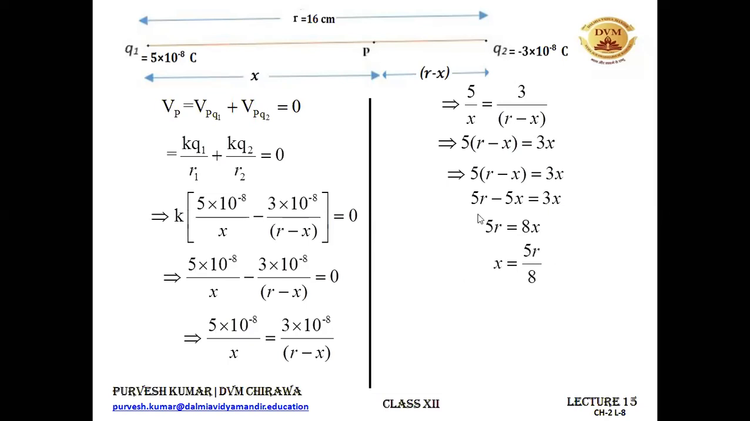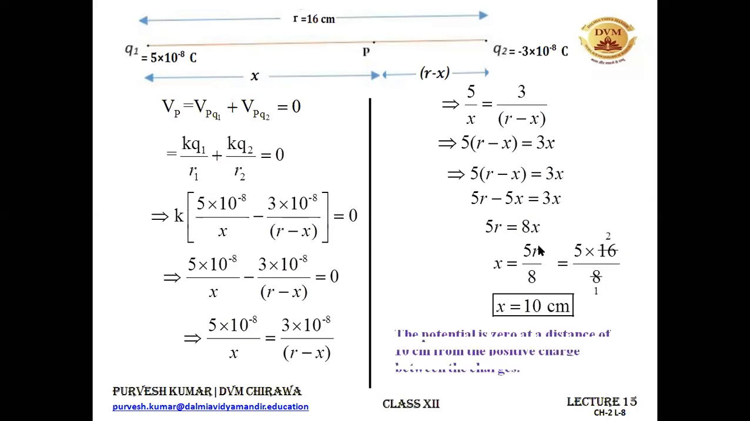The value of r is 16. Put the value of r over here, and you will be getting the value of x as 5 into 2, because 8 cancels with 16, 8 twos are 16. So 5 into 2, x will come out to be 10 centimeters. So this is the point at a distance of 10 centimeter from the charge q1, at which the electrostatic potential is 0 when the point lies between the two charges.